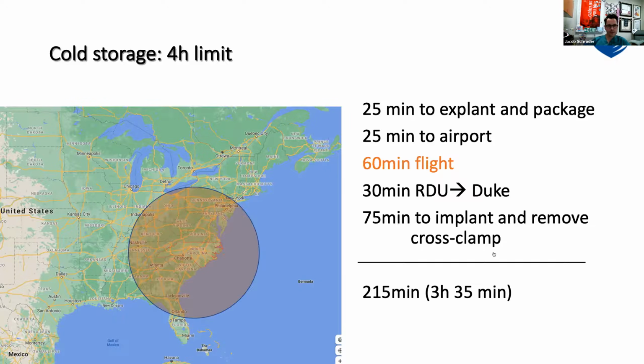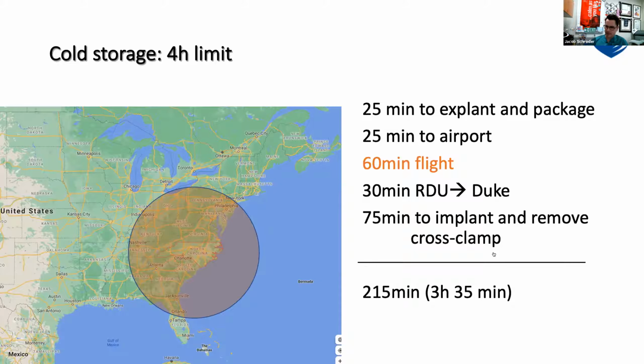But if you look at the time it actually takes: 25 minutes to take the heart out, 25 minutes to the airport and an hour flight. In our region, really the southeast, maybe up to New York, and then a 30-minute drive from our airport to Duke, and then 75 minutes, a little bit of an exaggeration, but that's still 3 hours and 35 minutes. So you have to say, well, okay, a 60-minute flight is about as far as you can go.